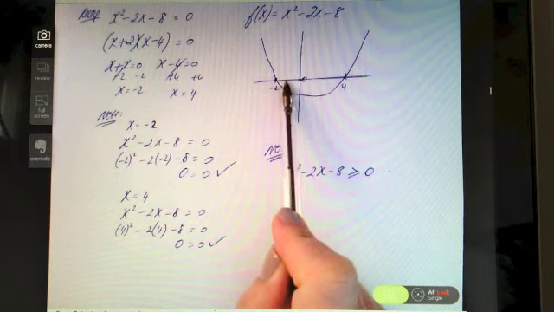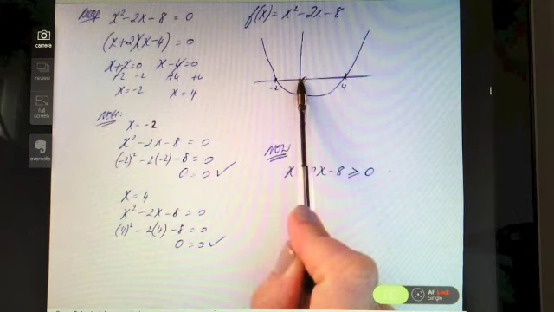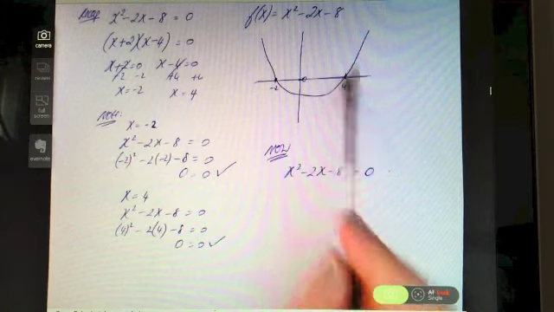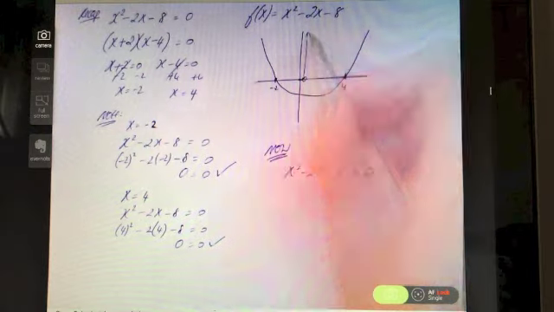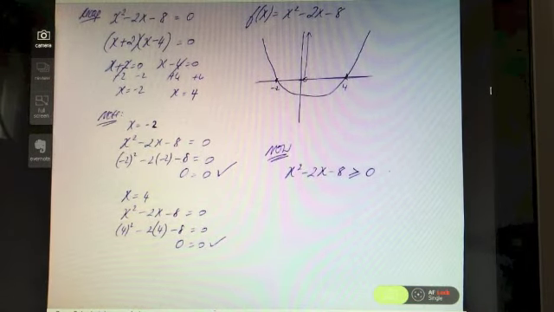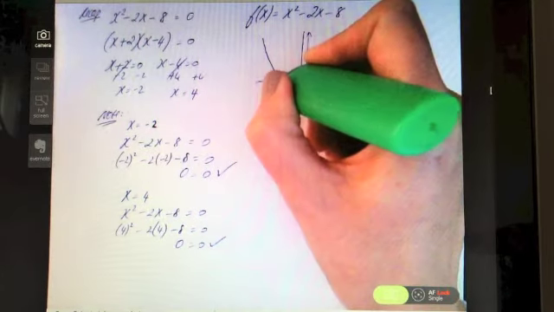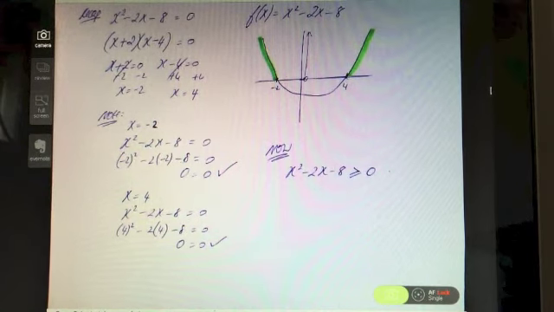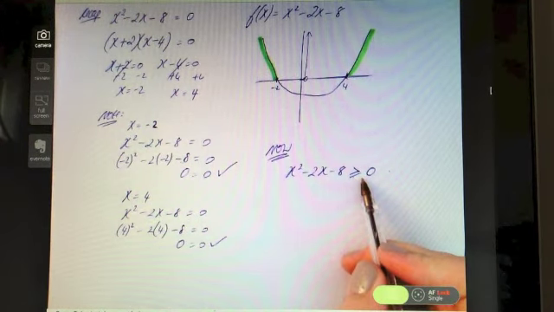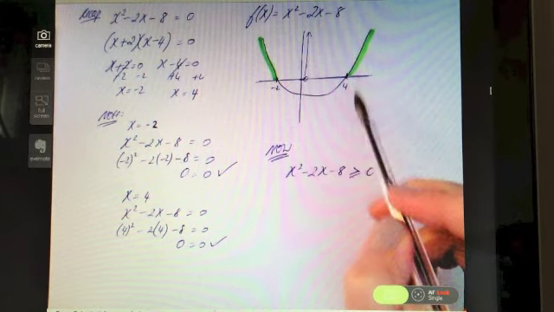We can see here the values of x when the curve is 0 are minus 2 and 4. Greater than 0 then is anything that is above the 0. So if we look at the graph, the parts of the curve that are above 0 are here and here. Those are the parts of the quadratic that are greater than or equal to 0. Now, which values of x give me those parts of the curve?